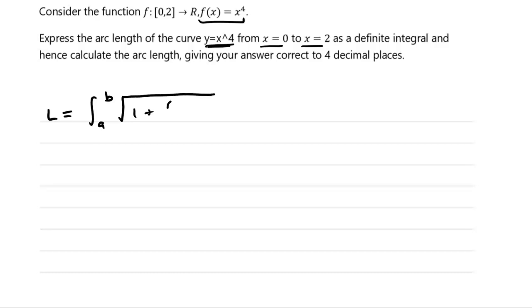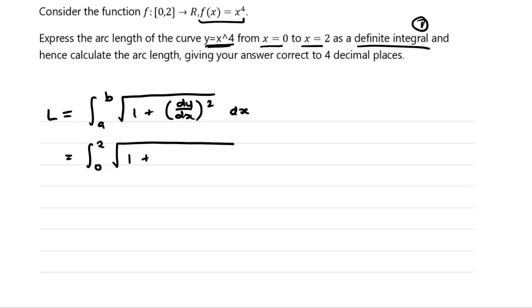So 1 plus, and we've got dy dx, which we're squaring, and then dx. So for this particular one, this is the definite integral part. So this is step 1. So we need to show that it's going from 0 to 2 because we're interested in how x changes. Then we've got the square root of 1 plus, if this is f of x, that'll be equal to y. So dy dx is just going to be 4x to the power of 3. So then we'd have 4x to the power of 3, square it, dx. And just because this thing's easy to evaluate, I think it wouldn't hurt to do that.